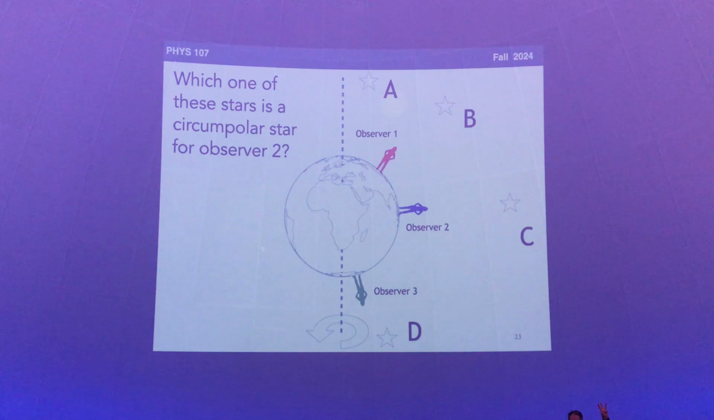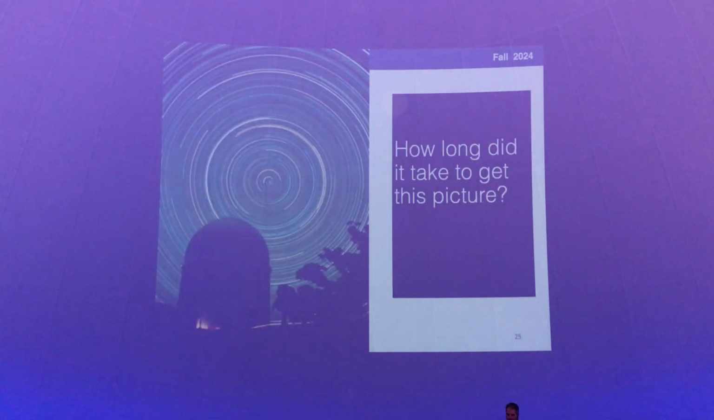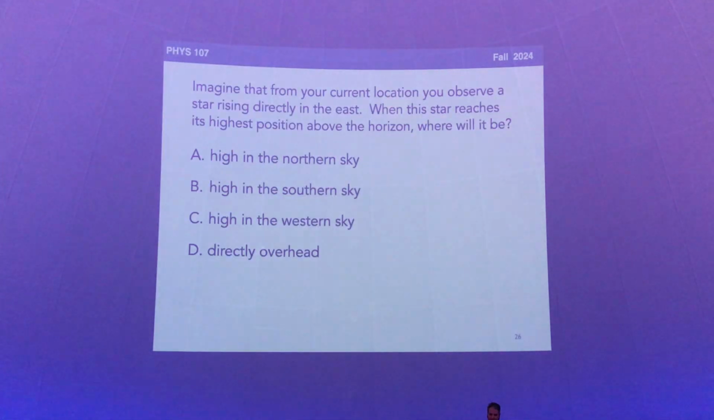She doesn't have any circumpolar stars. This is a mean question. This is not something that will appear on any midterms because there's no good answer. This one will literally start and set overhead, and she can't see A. If you're at the equator, there are no circumpolar stars. And so observer 3, which one is a circumpolar star for her? Photon 1, photon 2, and photon 3. Yes, we got it, right? So the ones that are close to the pole, how long did we take that picture?